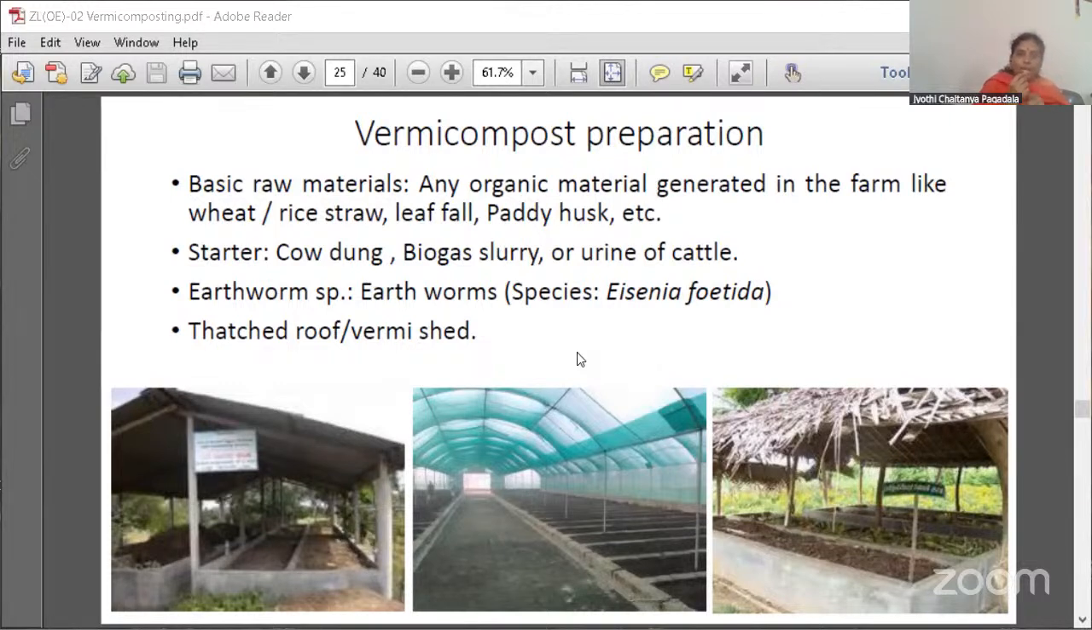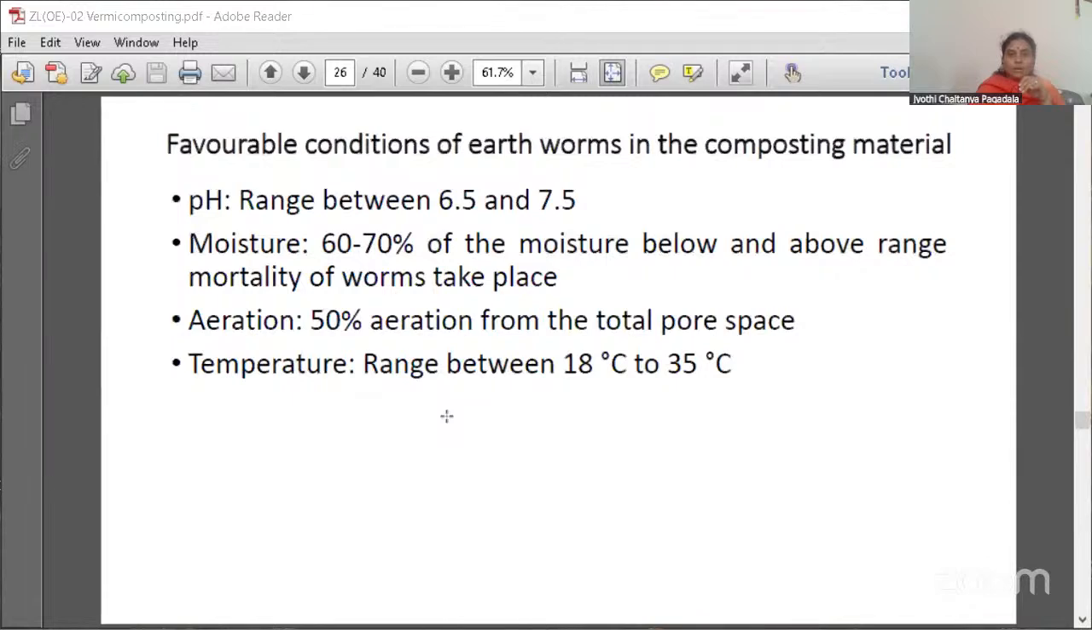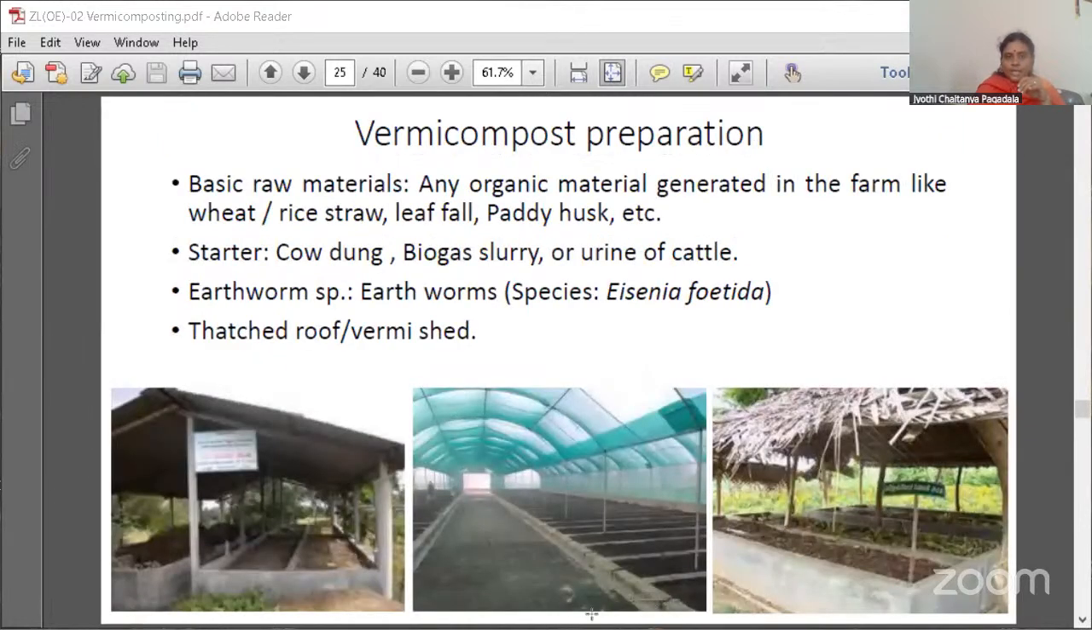It is attached to a roof. There you can see in these structures, in these figures, first, second, and third one. This is an attached roof. This is also called vermiculture. And also we need suitable containers. And here you can see the presence of pits. So pits also we need.